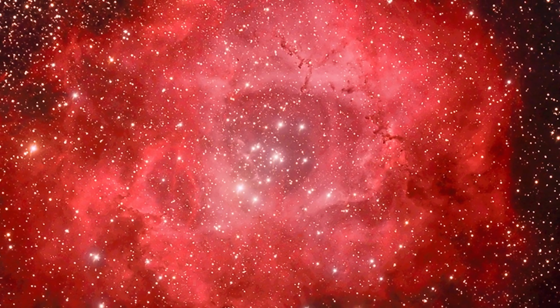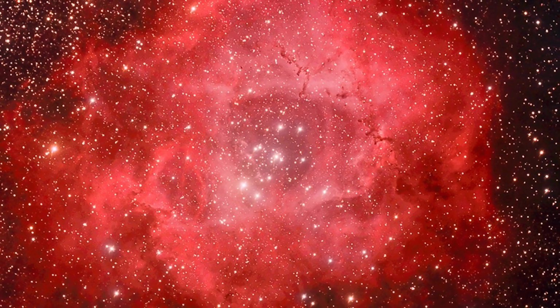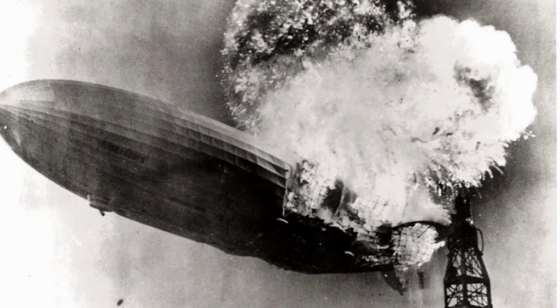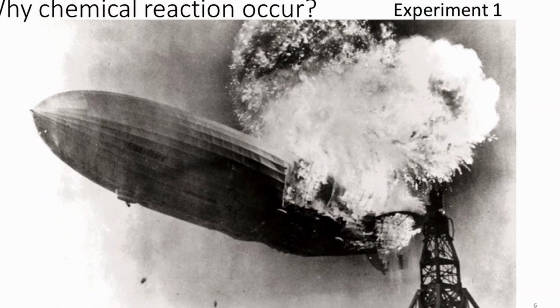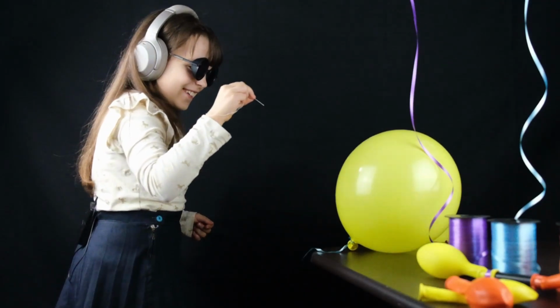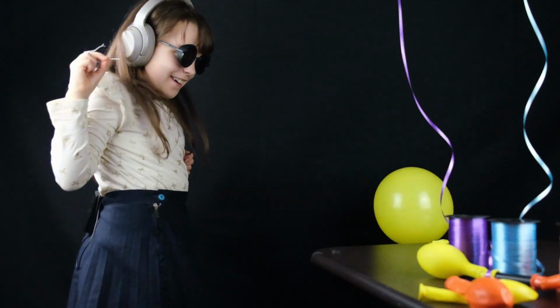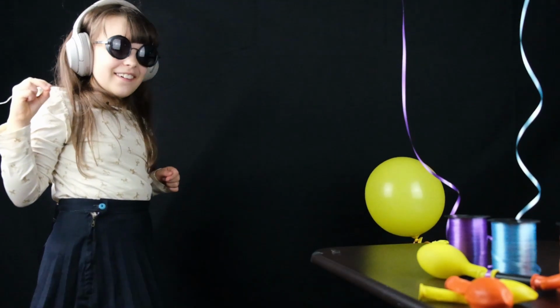Let's start from the beginning. I would like to perform an experiment. Here is a balloon with hydrogen. Air is outside of the balloon. What will happen if I use a needle to have hydrogen mixed with oxygen? I just inject hydrogen into the room. Why did a chemical reaction not occur?